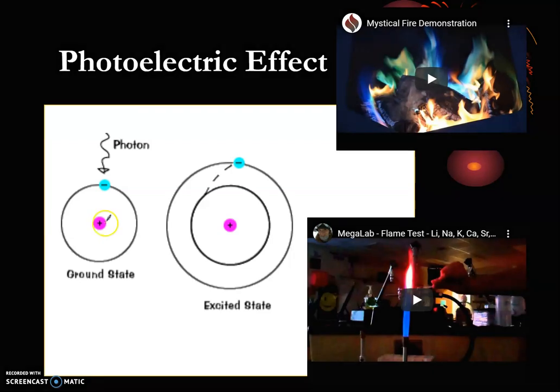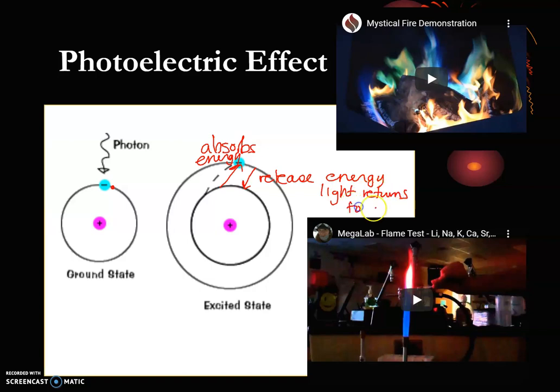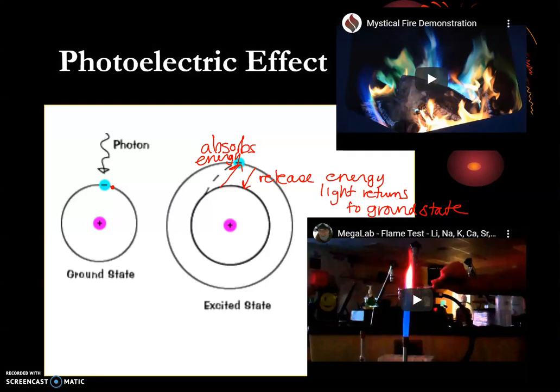When you see your normal ground state atom right here, this electron is just hanging out there, and then it jumps up when it absorbs energy. And then what goes up must come down. So it's then going to release energy in the form of light when it returns to the ground state. And that's where we get these beautiful demos that you see in the lab.